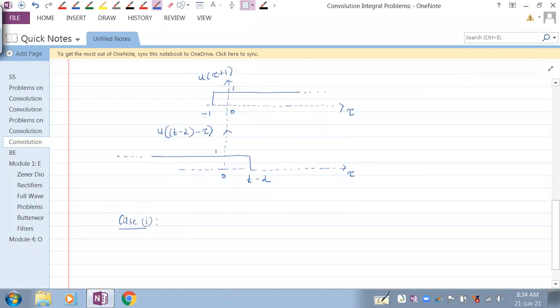Case one, let me just show you how it looks. The signal which is not moving is this. It goes from -1 to infinity. This is stationary, and the moving signal is this.